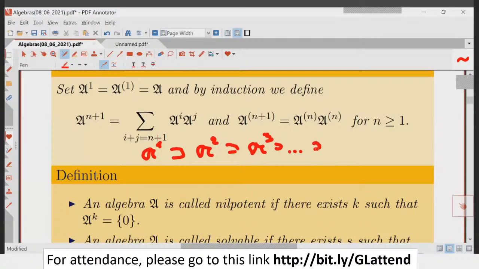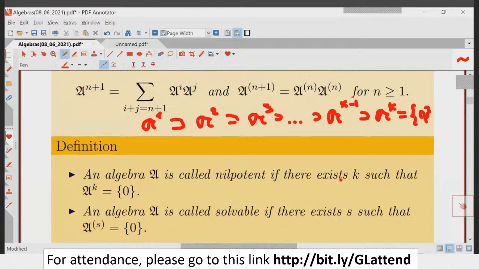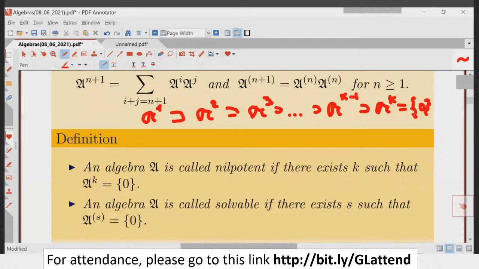So the last term, say a to the k minus 1, and here a to the k, which is 0. Decreasing, decreasing, decreasing. If you come to 0, then A is called a nilpotent algebra. Nilpotent. So that is k here: there exists k such that a to the k is 0. Of course, further terms will be 0.